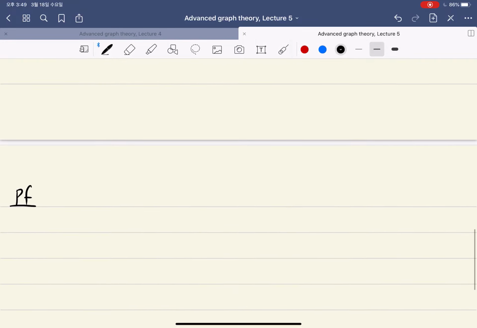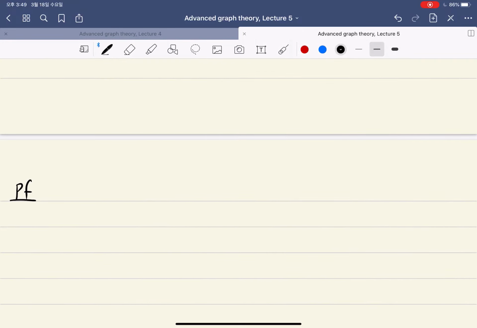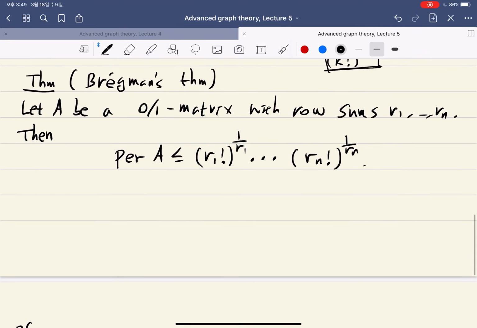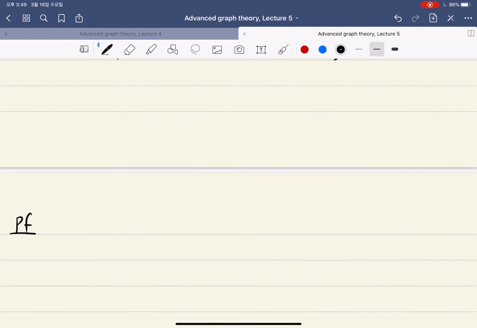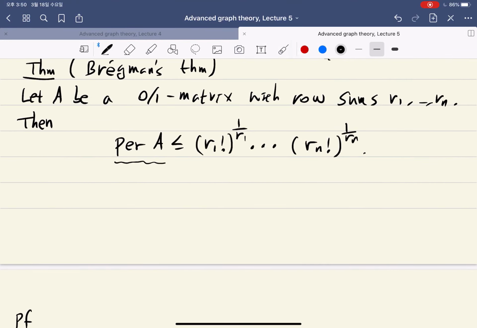So now we want to prove Bregman's theorem. How we will do this is we want to design some random algorithm and then define some random variable which estimates the permanent of A. But it not only estimates this, it somehow overestimates.